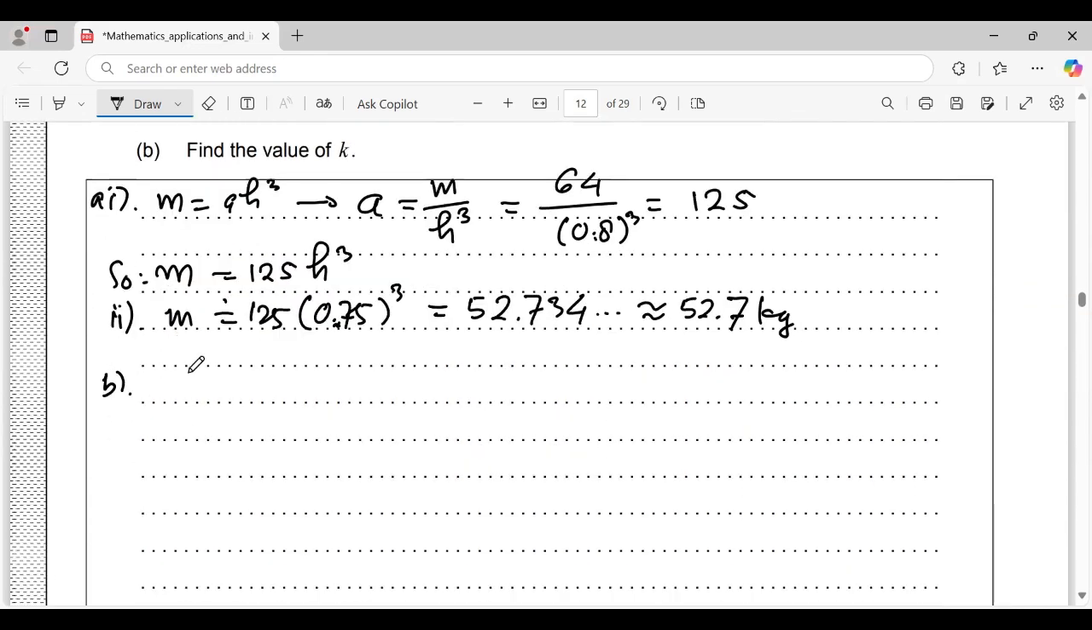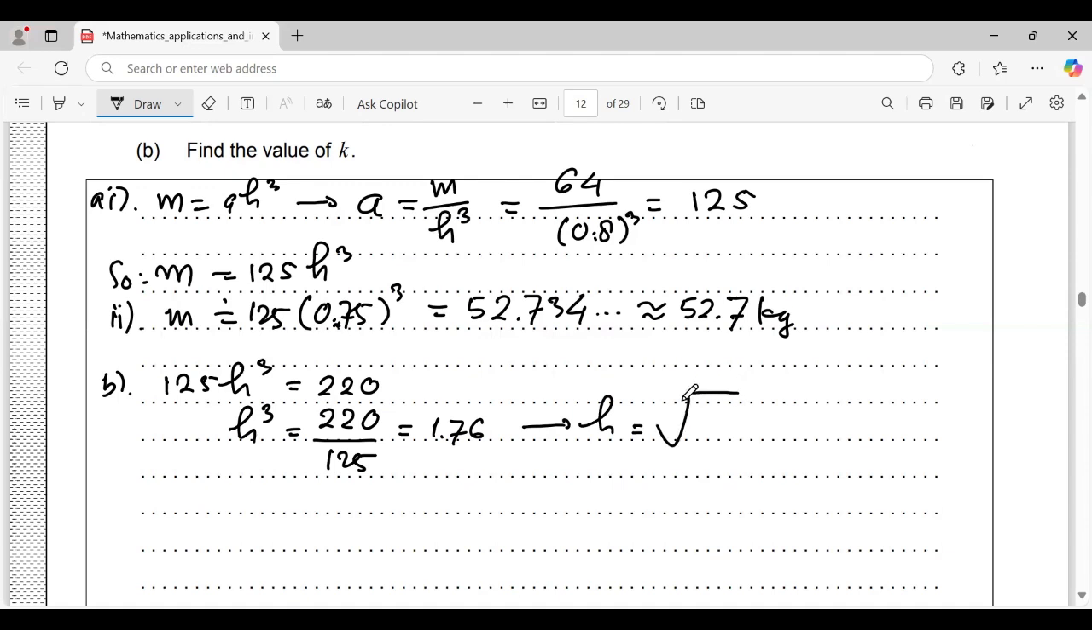Right. According to the information, 125 h cubed equals mass, and the mass is 220. So it means we can determine h: h cubed is 220 over 125, and the result is 1.76. Right, so it means h equals the cube root of 1.76.